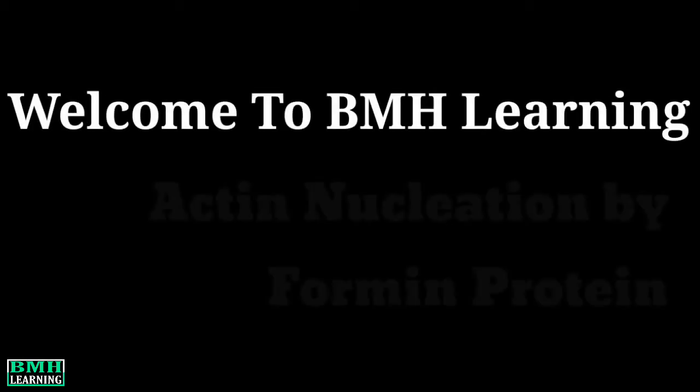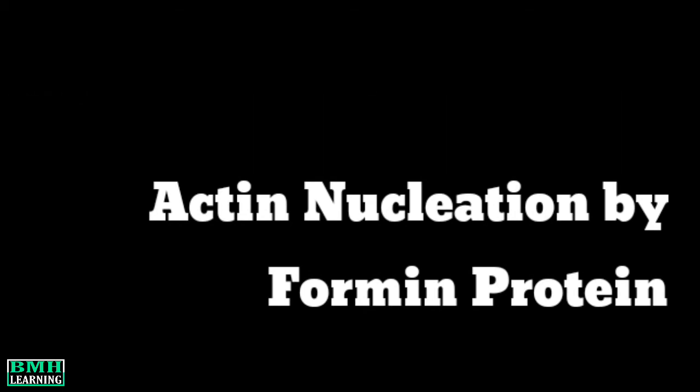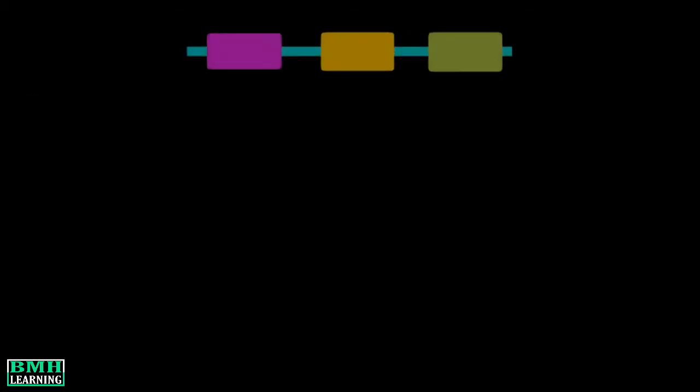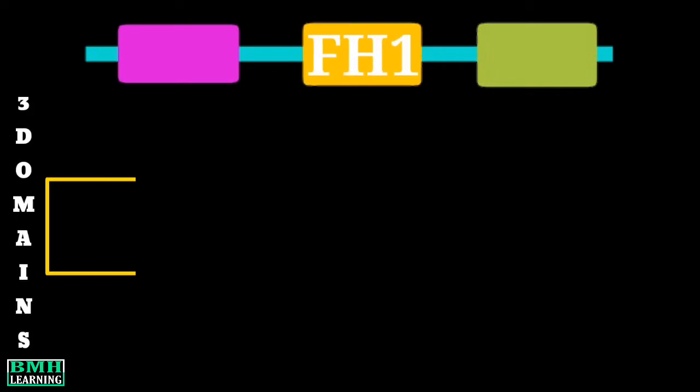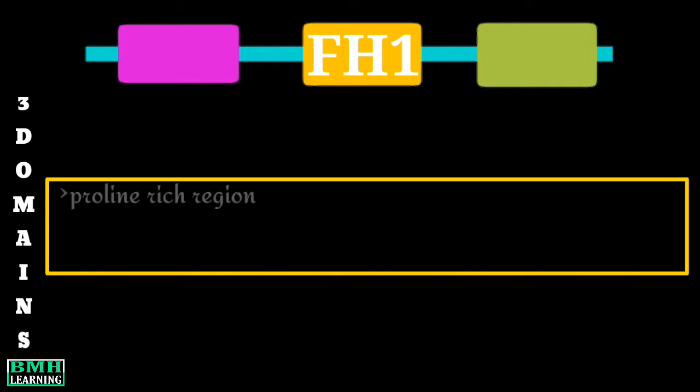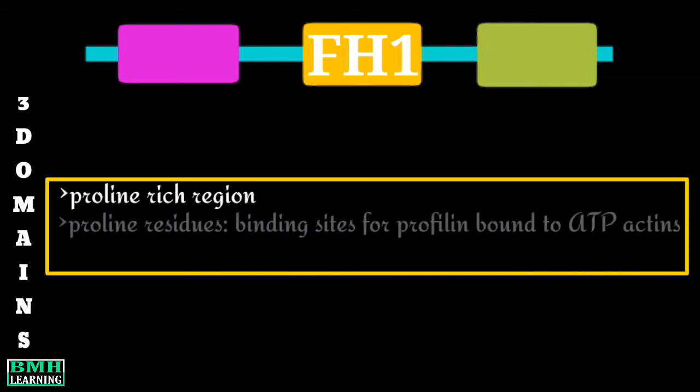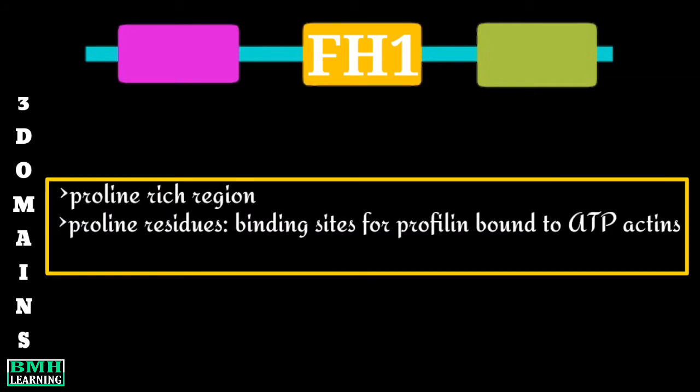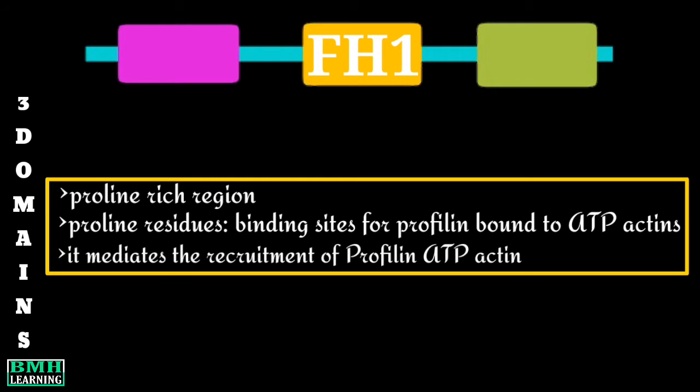Here we will talk about actin nucleation by Formin protein. So this is the structure of Formin protein. We have three domains here. First is the FH1 domain. This is a proline rich region, and proline residues are binding sites for profilin bound to ATP actins. In other words, it mediates the recruitment of profilin ATP actin, right?